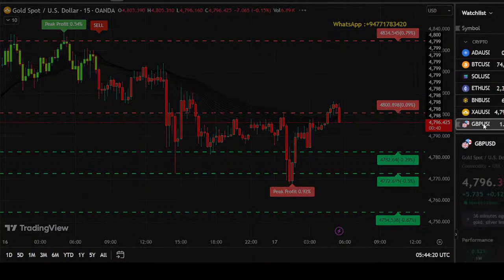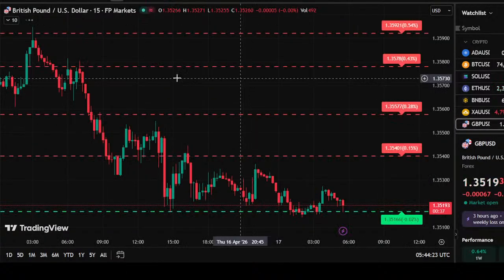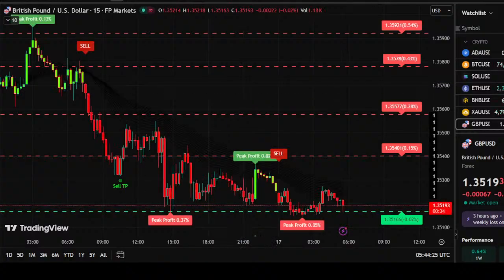The primary goal of a successful trader is to execute optimal trades. Money is secondary.